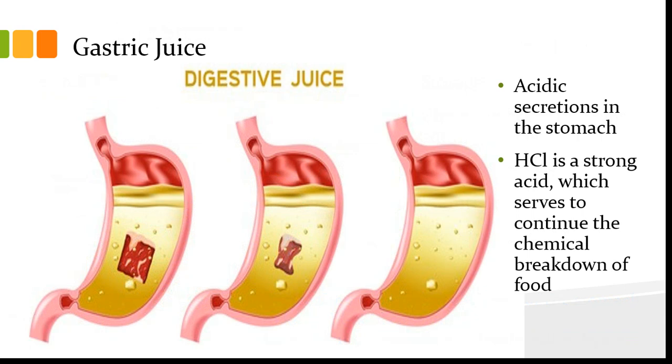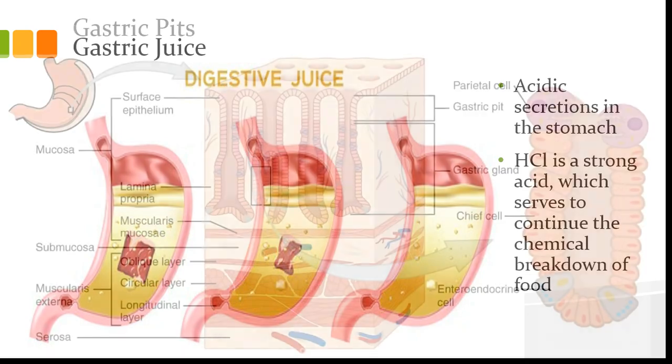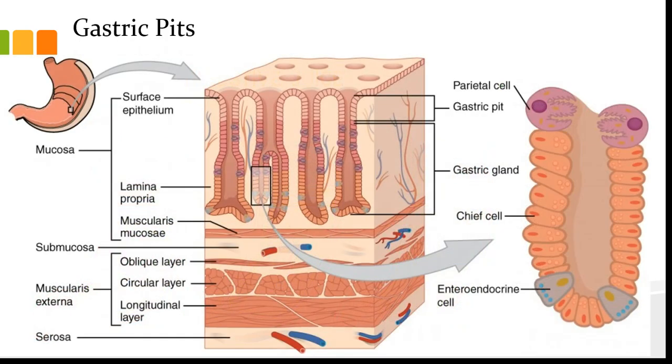All right, once it gets into the stomach, we can see here it's fallen into the stomach, and it starts breaking down immediately because there's all this acid that is washing it. Keep in mind it's also moving it around, it's kind of squishing it around. HCl, hydrochloric acid, is a strong acid. It serves to continue the chemical breakdown of the food. All right, so we're going to look now specifically at how that acid is made in the stomach.